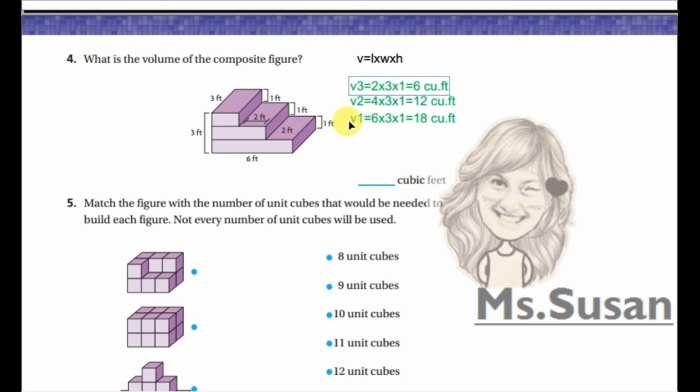Now let's add the 3 numbers together to find the overall volume. So the overall volume will be 6 plus 12 plus 18. So 18 plus 12 will give me 30. 30 plus 6 will be 36. So the final answer is 36 cubic feet.